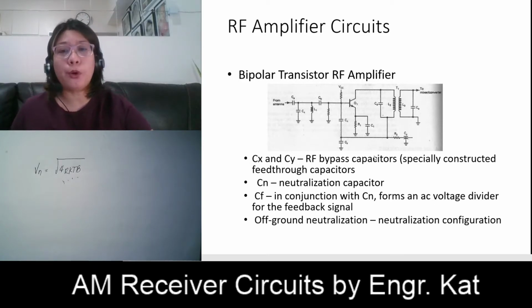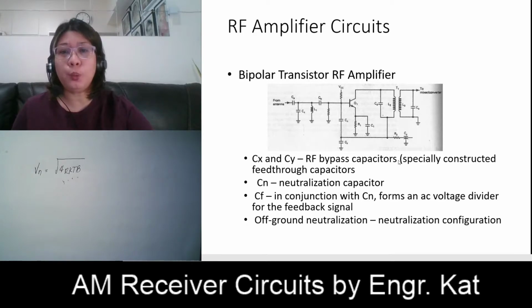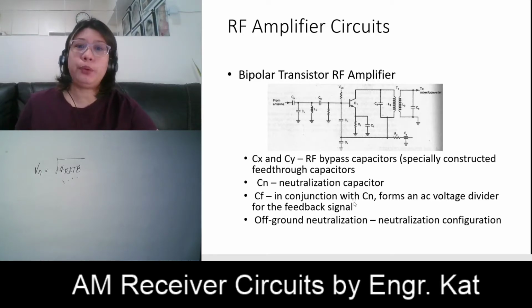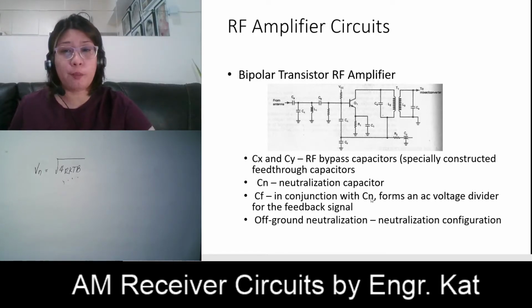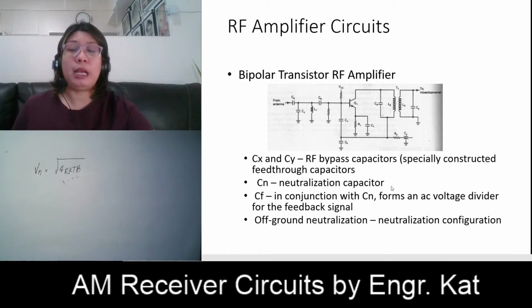A portion of the collector signal is fed back to the base circuit to offset or neutralize the signal fed through the transistor collector-base to prevent oscillations. We do not want oscillations to happen, because we are not producing any waveform here. To do that, we have here your neutralization capacitor.